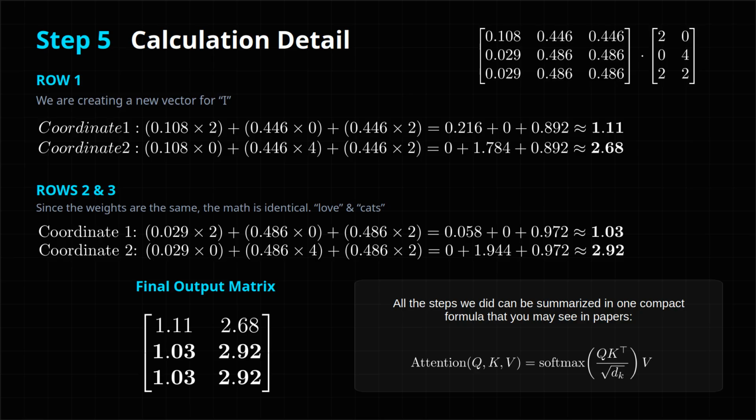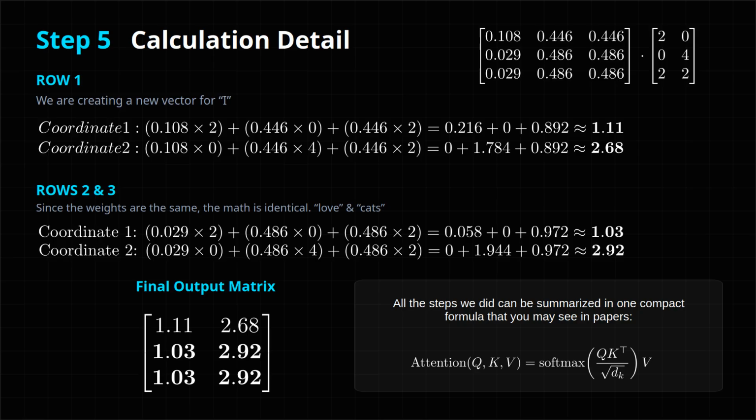We do the same thing for the second and third rows. Because their attention weights are the same, the resulting vectors for love and cats are identical: roughly 1.03 for the first coordinate and 2.92 for the second coordinate. At the bottom of the slide, you can see the final output matrix. Each row is a new contextualized vector for one word in the sentence.